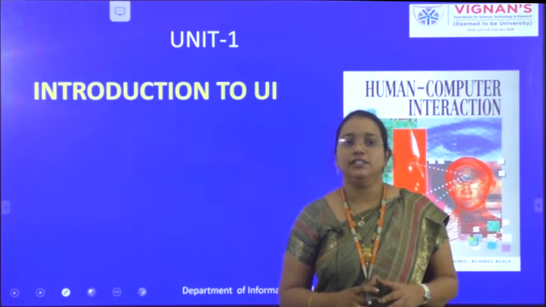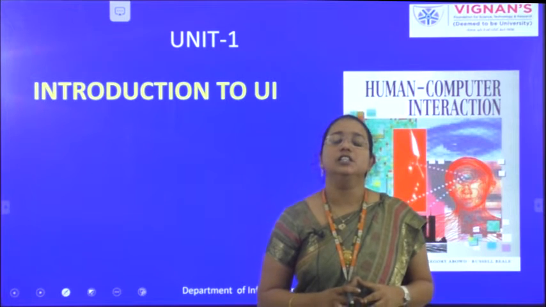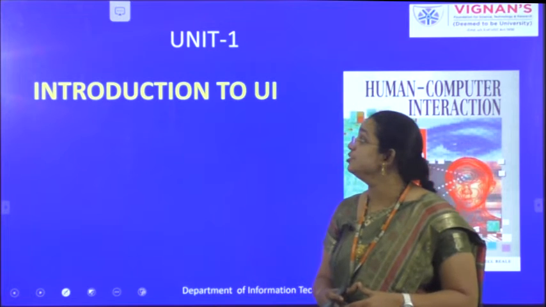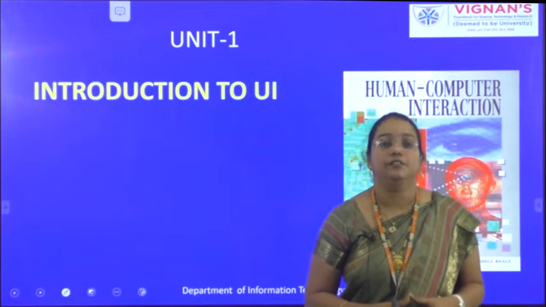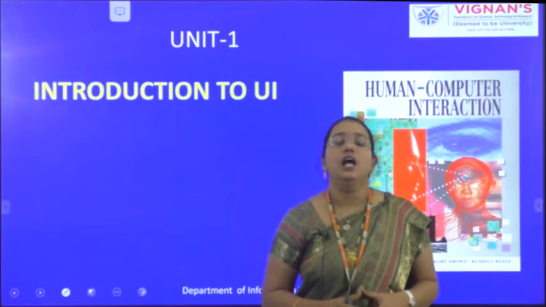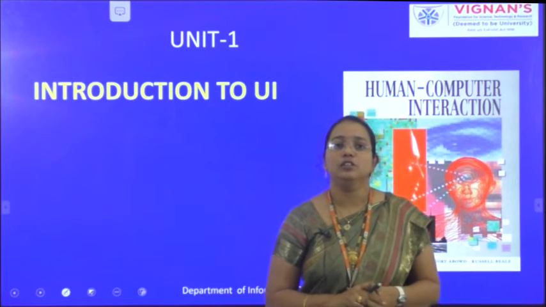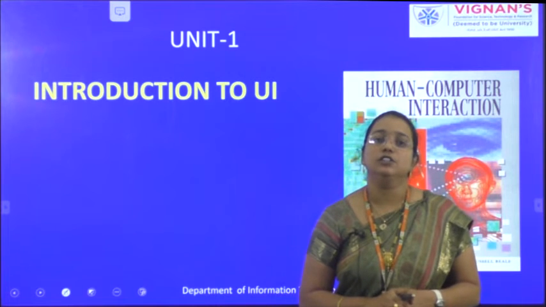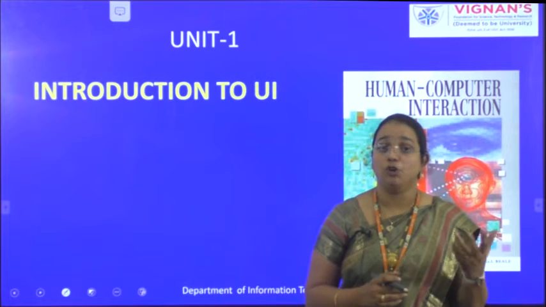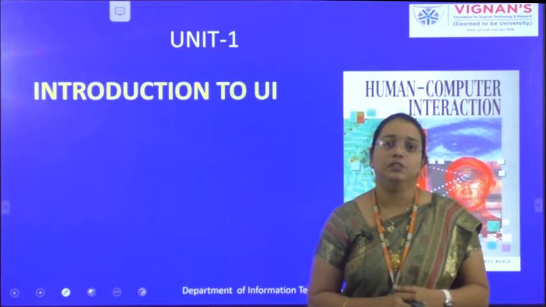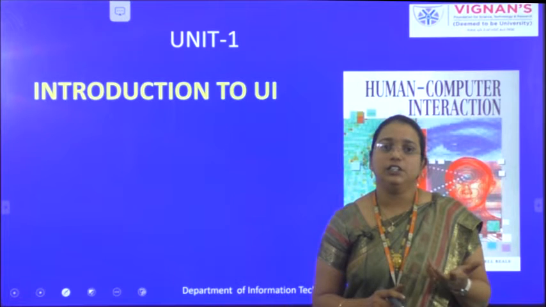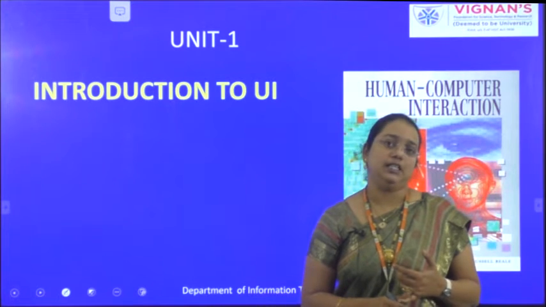I am going to deal with the subject human-computer interaction. In that, we are going to see Unit 1, which is Introduction to User Interface. Already in the last session, we covered what is human-computer interaction, what are the goals of human-computer interaction, what are the short-term goals and the long-term goals, and what are the objectives and outcomes of this subject.